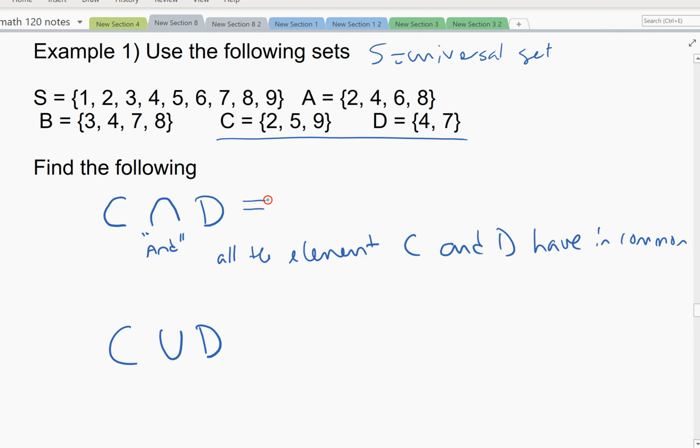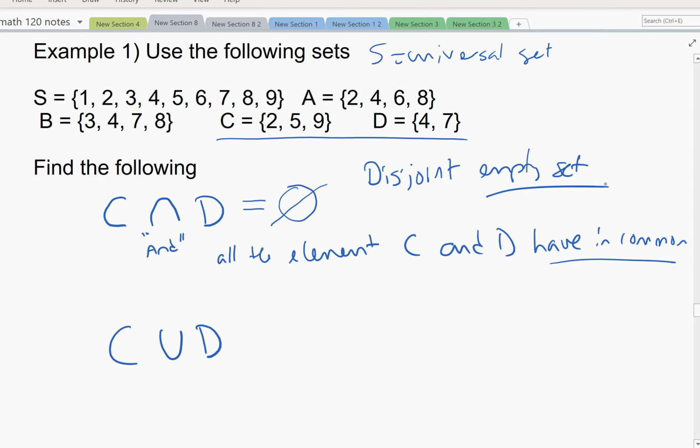Alright, so I'm looking at C and D. C is the numbers 2, 5, and 9. D is the numbers 4 and 7. Do they have any in common? No. Well, no is an answer. It's just a special type of answer. It means they're disjoint. The and statement is empty, or no solution. So we write the no solution symbol, which means the and statement is empty. They're disjoint. It's the empty set.